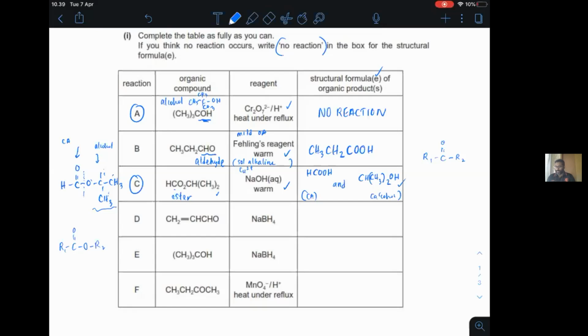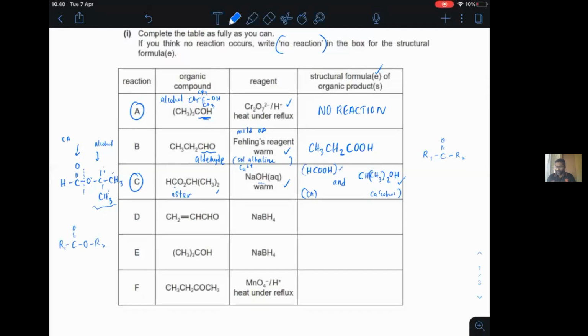Now take note, the carboxylic acid that you form can react with sodium hydroxide. Alcohol can only react with sodium. According to the answer key, you can give your answer in this form, or if you want, you can mention that it changes to HCOO minus Na plus, because it changes to a salt. If you want to mention this also, it is also accepted.